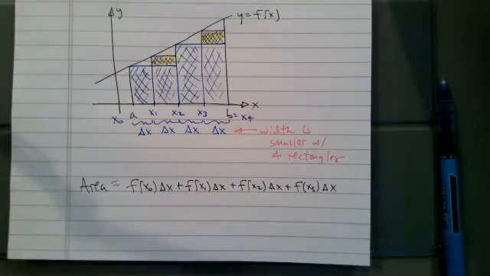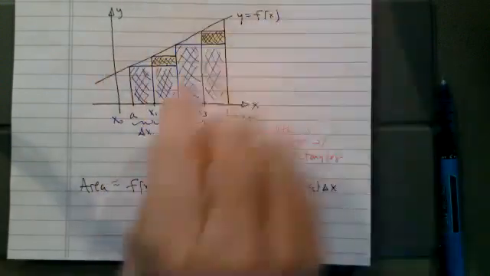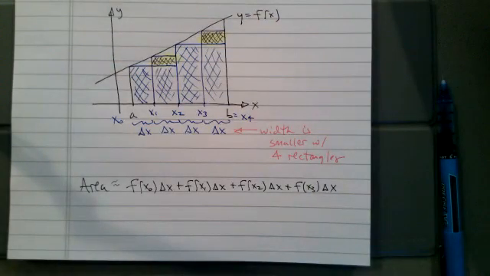Any questions? Is there a reason why we couldn't just use the right triangles that are left? They aren't right triangles if f of x is not a linear function. So if f of x is all curvy, then they're not going to be triangles.